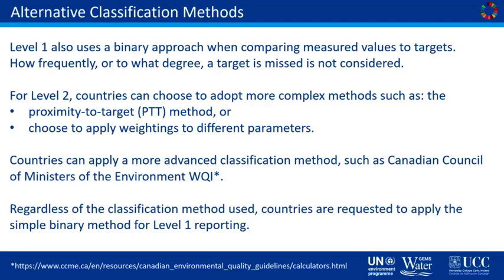Countries can apply more advanced classification methods, such as the one developed by the Canadian Council of Ministers of the Environment, and there's a link to this one shown here. This index calculator, which is available for download, includes measures of by how far a parameter misses its target, how many times the target is missed, and how many parameters miss their targets for a particular monitoring site.